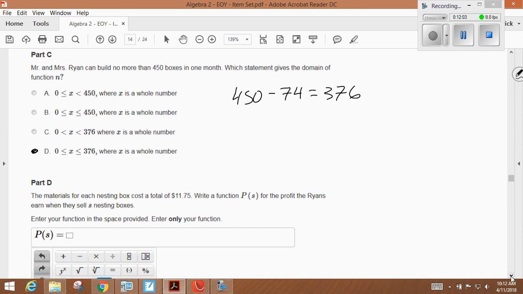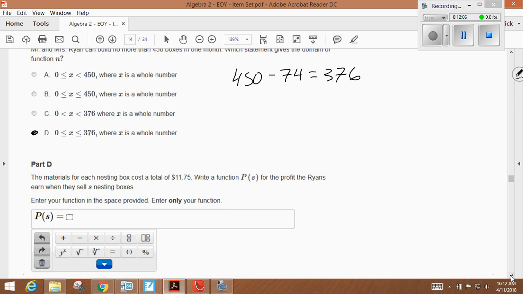So why did we pick number B? Isn't it greater than or equal to, right? If you can't build more than 450 boxes, then he's going to give you one box less. We already made 74 boxes. It's like a trick question. They want you to recognize, or they're being tricky.